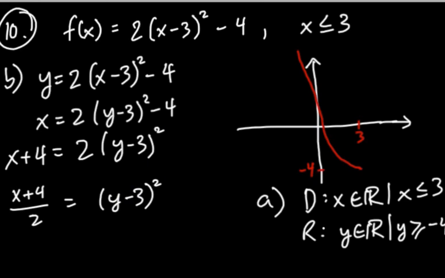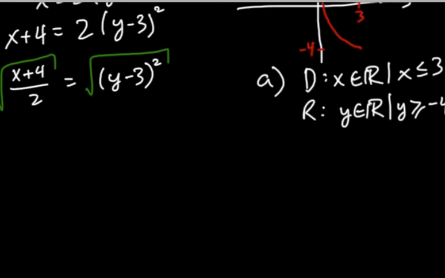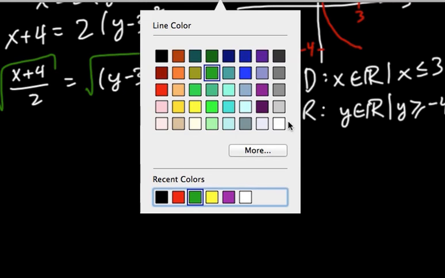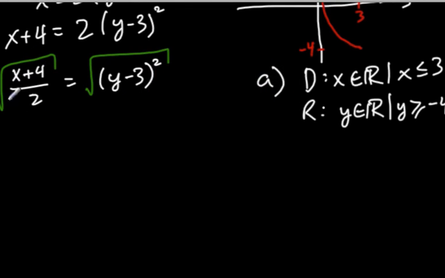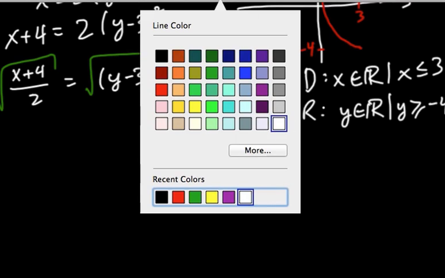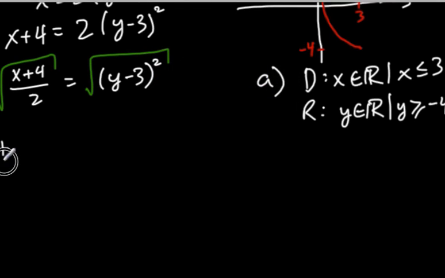I want to get rid of that squared, so I'm going to square root both sides. And I need some more room. So if I square root both sides, as usual, I'm going to write plus or minus. And we're going to determine whether it's plus or minus in a second. So basically this will be plus or minus. And another way of writing this is just basically square root of a half times x plus 4. So I'm going to write half times x plus 4.